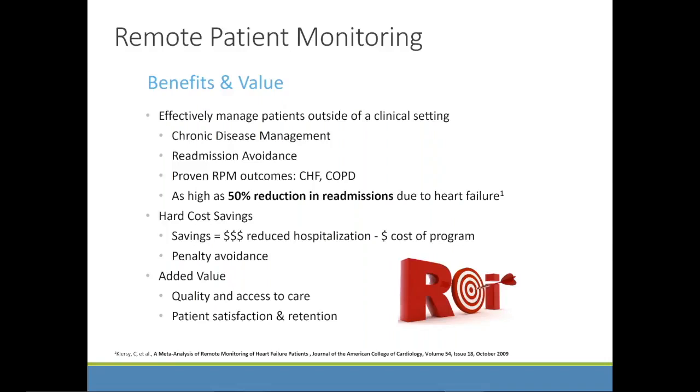So that may be also from a perspective of penalty avoidance. If you are currently part of a health system that is experiencing readmission penalties, RPM is an effective strategy to reduce those penalties, or as value-based contracts increase, if you're a part of a health system or provider group that is sharing some financial risk and keeping those patients out of the hospital, then this is a direct savings that you can realize by utilizing remote patient monitoring.